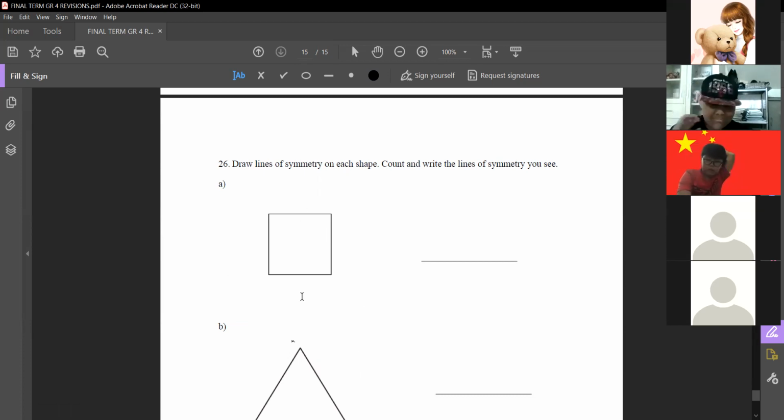Okay, class, how many symmetry lines can we put here? Shall we put one here? Yes. Shall we put one more here? Yes. That means if you are cutting it out, the opposite side should be the same. Okay, and then shall we put one more here?